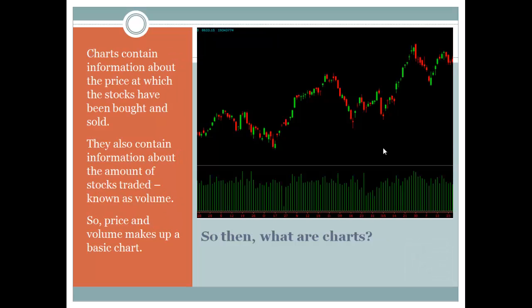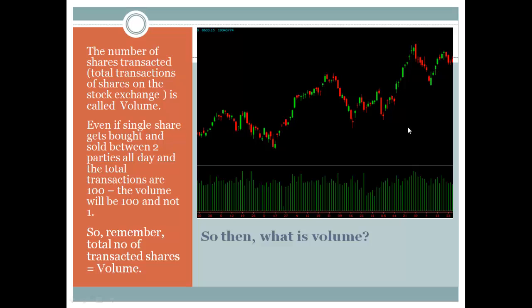So then what are charts? Charts contain information about the price at which the stocks have been bought and sold. They also contain information about the amount of stocks traded, which is known as the volume. So a basic chart will always have two things. It will have what is called price. This is the price of the stock, denoted in candlesticks. And then there is what is called volume. So this is the price, this is the volume, and both of them combined together as basic information make up what is called a basic chart.